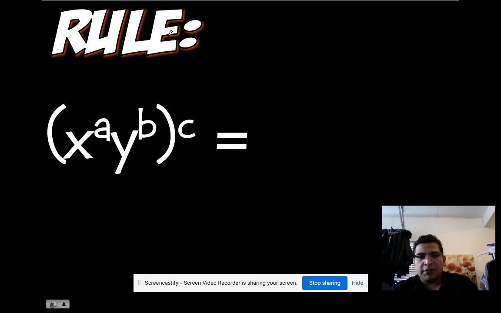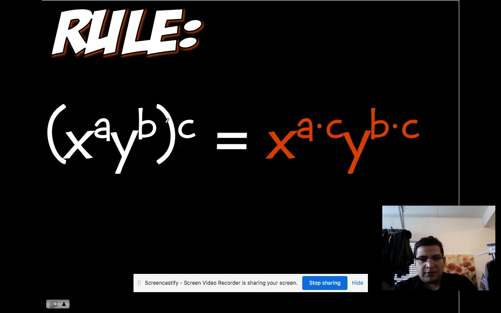Okay, the rule here will be that the A and the C will get multiplied. The B and the C will also get multiplied. So think of this as like the distributive property. So the answer for this will be x to the A times C, right? And y to the B times C gets multiplied. Write that down in your notebook.